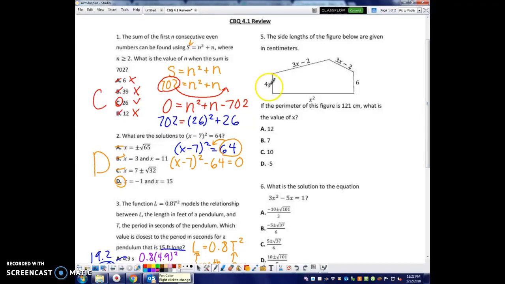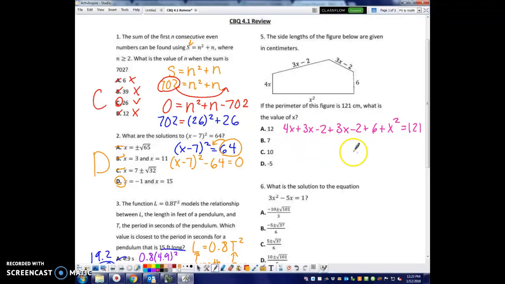So if you add up all the sides, we have 4x plus 3x plus 2, minus 2, plus 3x minus 2, plus 6 plus x squared, and they all need to equal 121. Okay? Now there's a really easy way to solve for x here. You don't even have to combine like terms. Now you can combine like terms if you feel like it, but you don't have to.